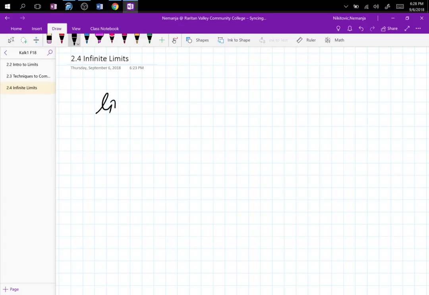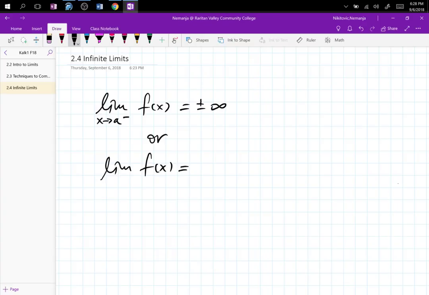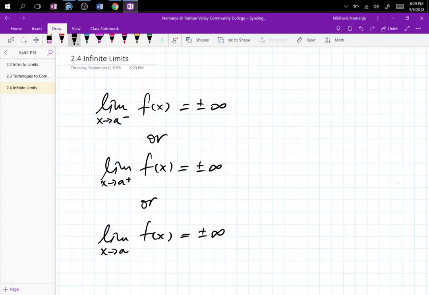So limit as x goes to a minus of f of x equals plus or minus infinity, or limit f of x as x goes to a plus. So these are the one-sided, or limit f of x as x goes to a. This is from both sides at the same time. So these are the ones that we are discussing in this lecture.